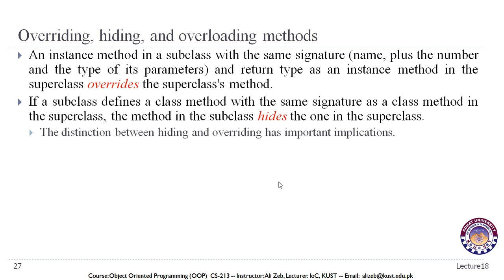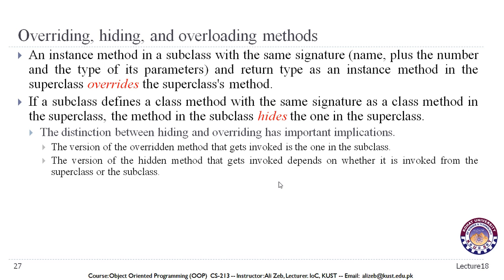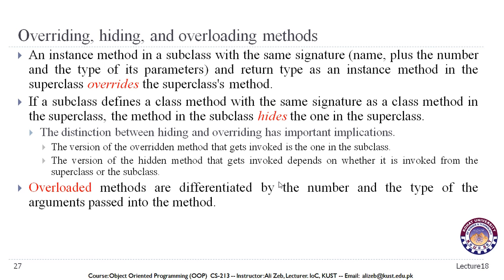The distinction between hiding and overriding has important implications. The version of the overridden method that gets invoked is the one in the subclass. So when we call the method, the subclass method will be called. The version of the hidden method that gets invoked depends on whether it is invoked from the superclass or the subclass. So we can invoke the hidden method by using a call to the superclass method.